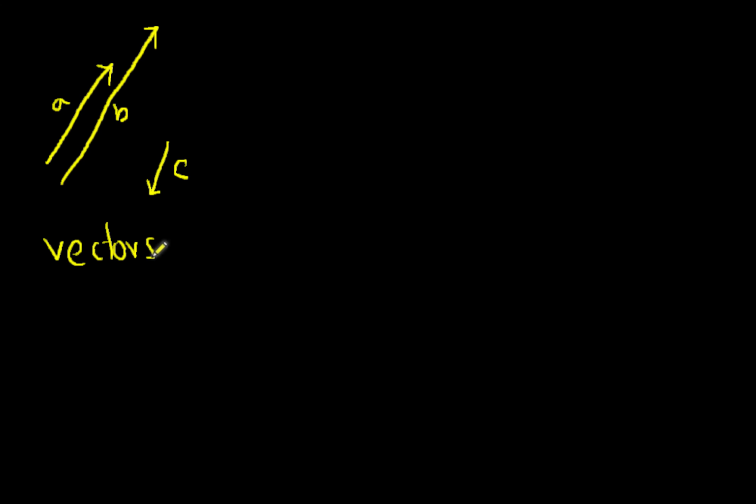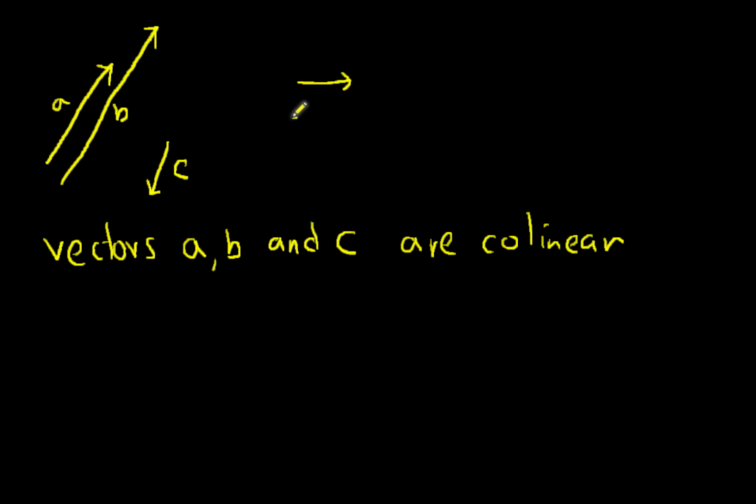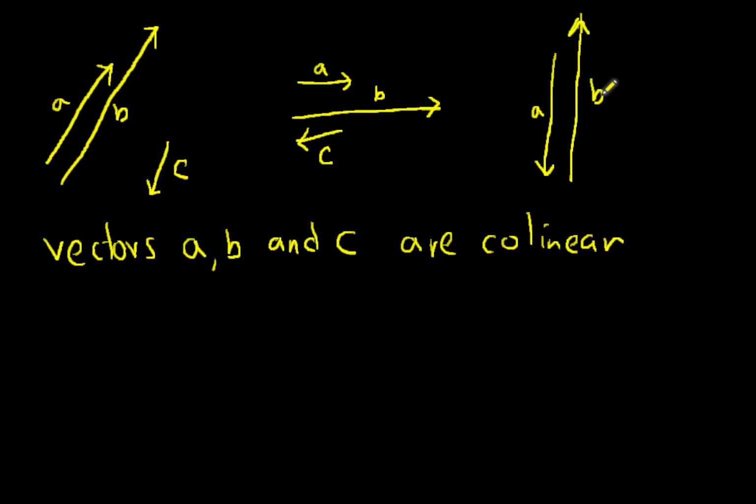For example, here's 3 vectors, vector A, vector B, and vector C. Since they're all pointing along the same line, vectors A, B, and C are collinear. Same is true if we draw them like this. Even though they're different lengths and sometimes pointing the opposite direction, they're still pointing along the same general line, which is why they're collinear.